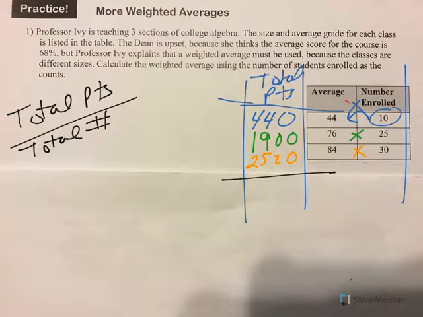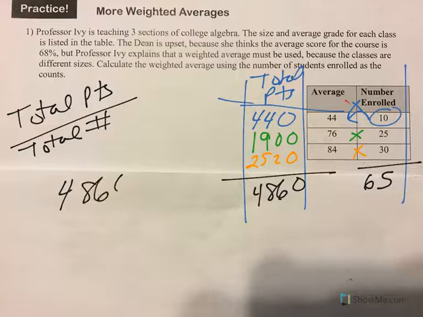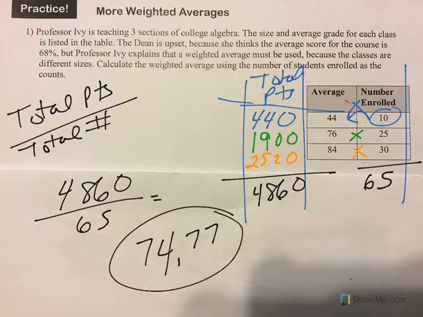So my total points is 4860. My total number of students is 65. So I take 4860 divided by 65, and my average score is 74.77, which you might say is not a whole lot different, but it is. A 68 is a D, and a 74.77 is a mid-C, which is very different. So it's very important to keep that in mind.